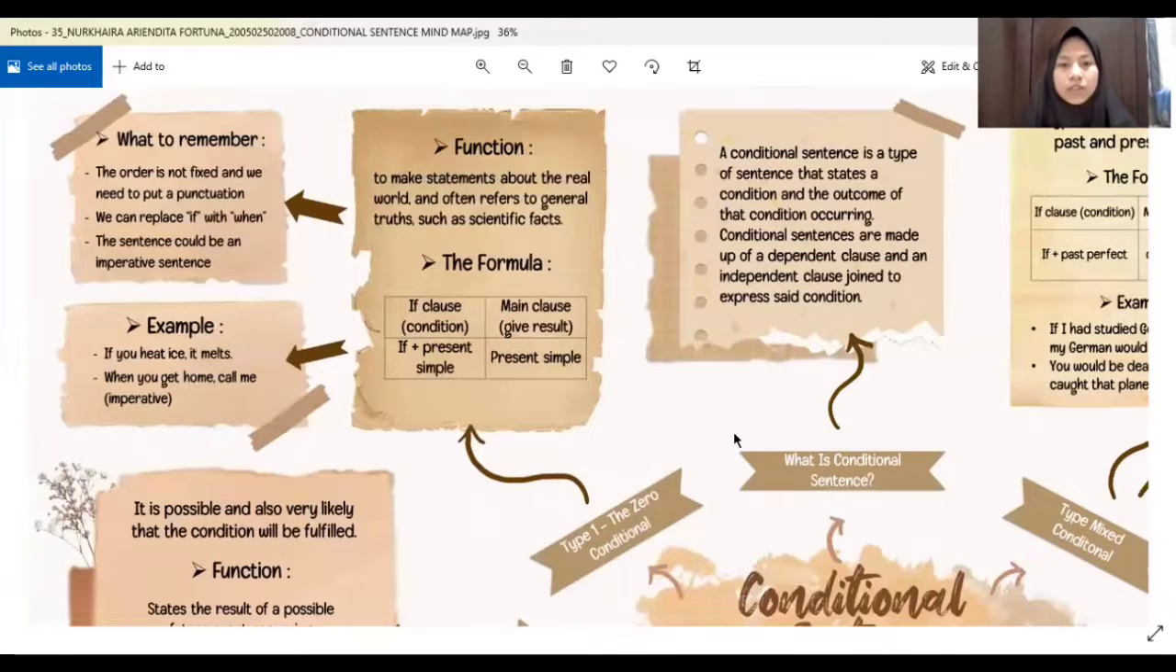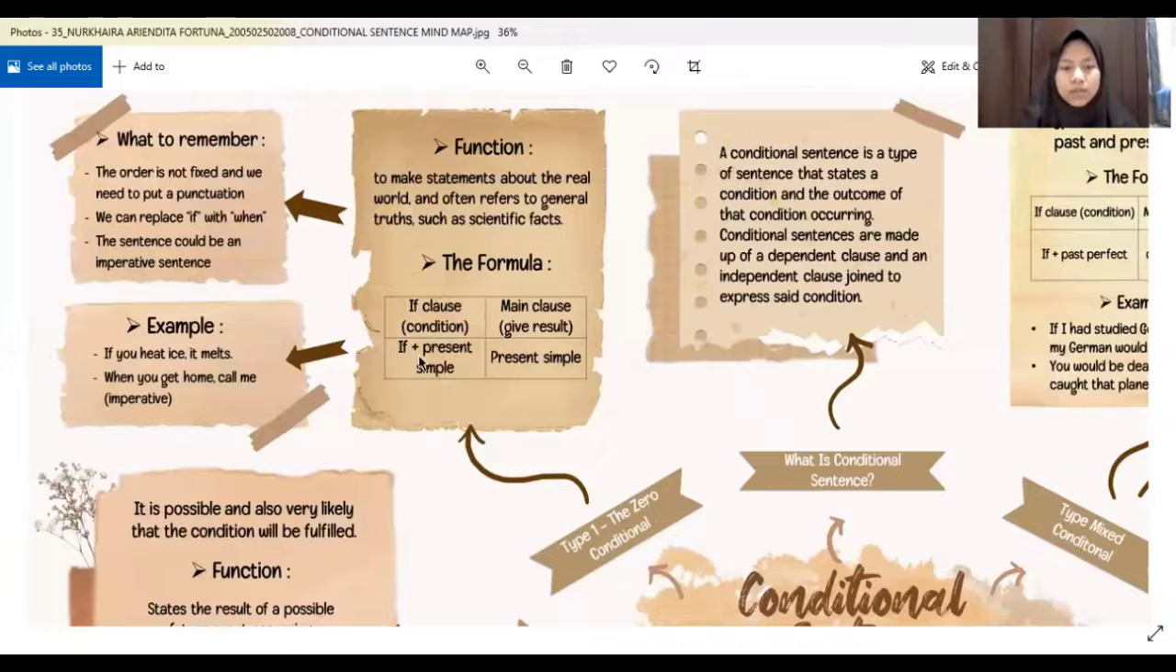The zero conditional is type 1 of the conditional sentences, and the function of the zero conditional is to make statements about the real world and often refers to general truths such as scientific facts. So basically it is possible to happen. And the formula of the zero conditional, as you can see here, has an if clause. The if clause is about the condition or the situation that will happen, and the main clause is the result of the condition.